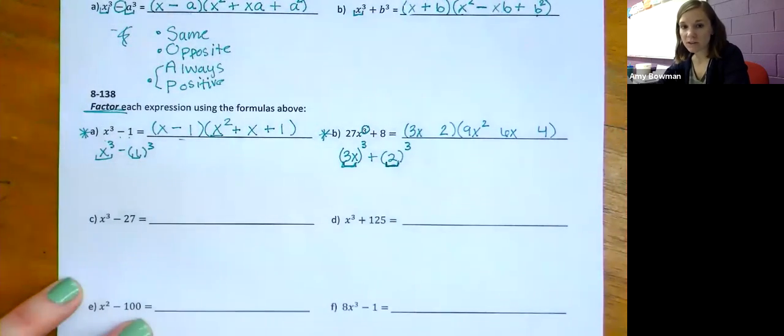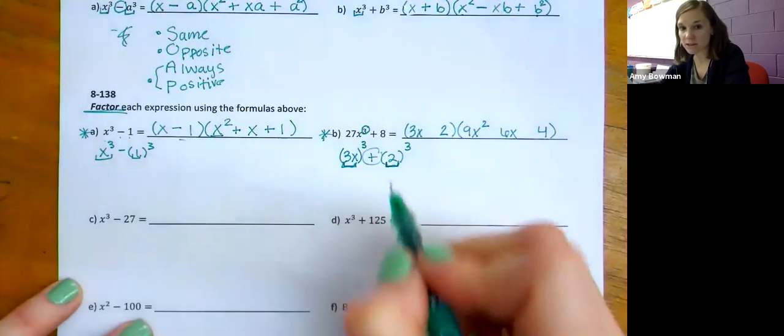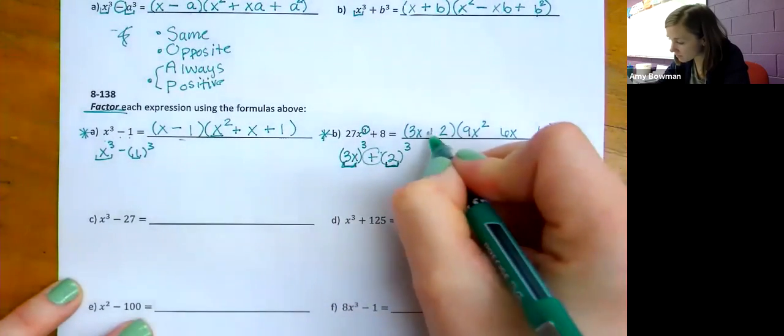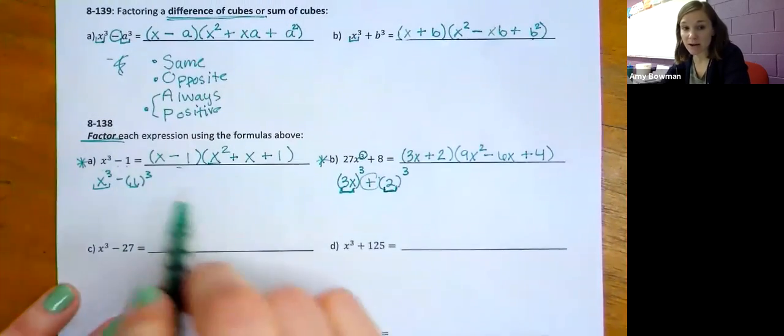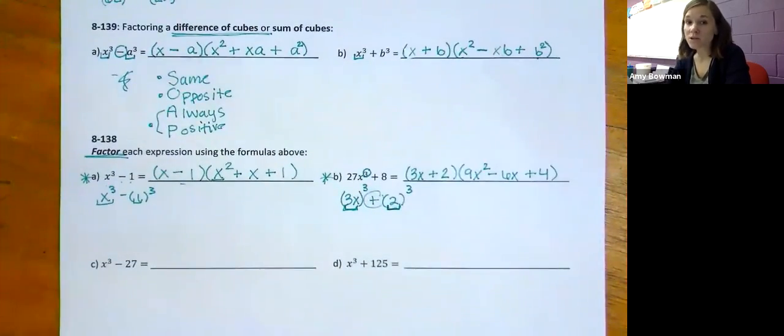Now I just need to fill in the operations. We started with addition, so same, opposite, always positive. That's it. So now you have your formula for sum or difference of cubes.